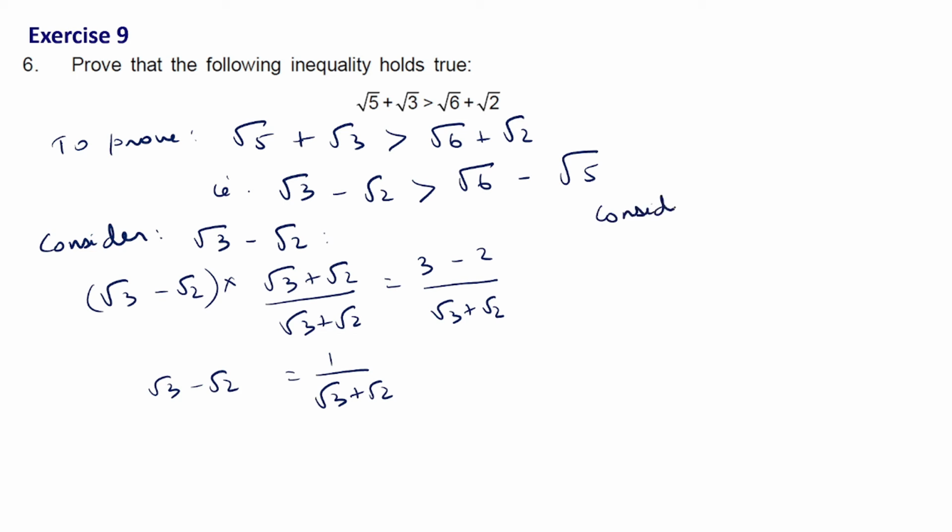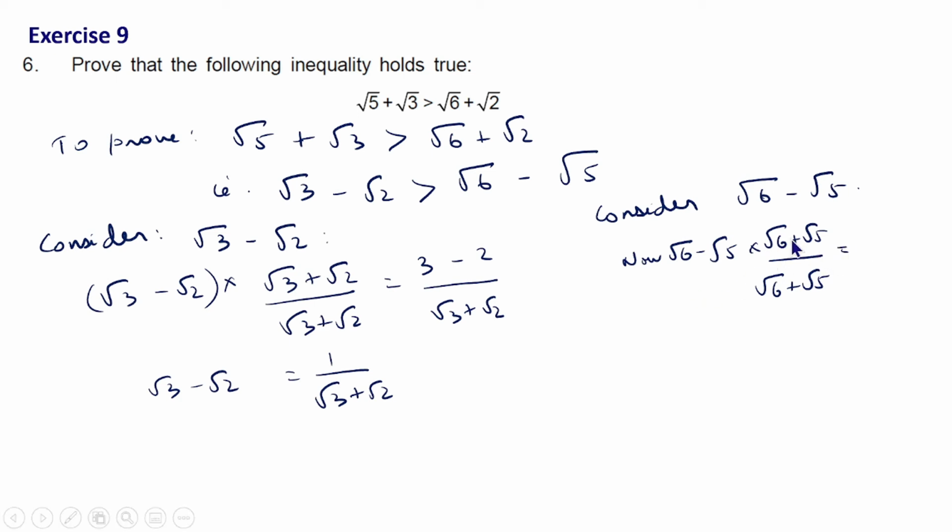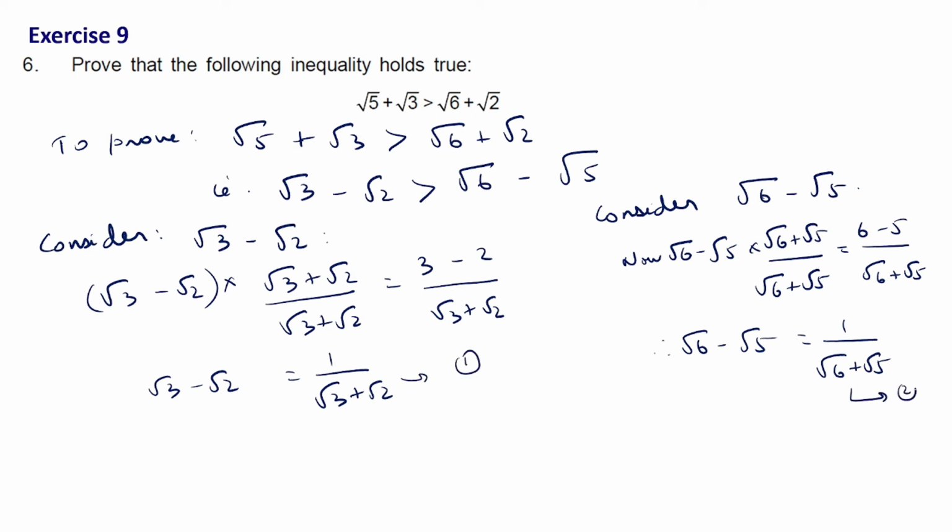Now let us consider root 6 minus root 5. Now root 6 minus root 5 into root 6 plus root 5 by root 6 plus root 5. This is equal to root 6 the whole square minus root 5 the whole square. So it is 6 minus 5 by root 6 plus root 5. Therefore, root 6 minus root 5 is equal to 1 by root 6 plus root 5. So let us take this as 1 and this as 2.